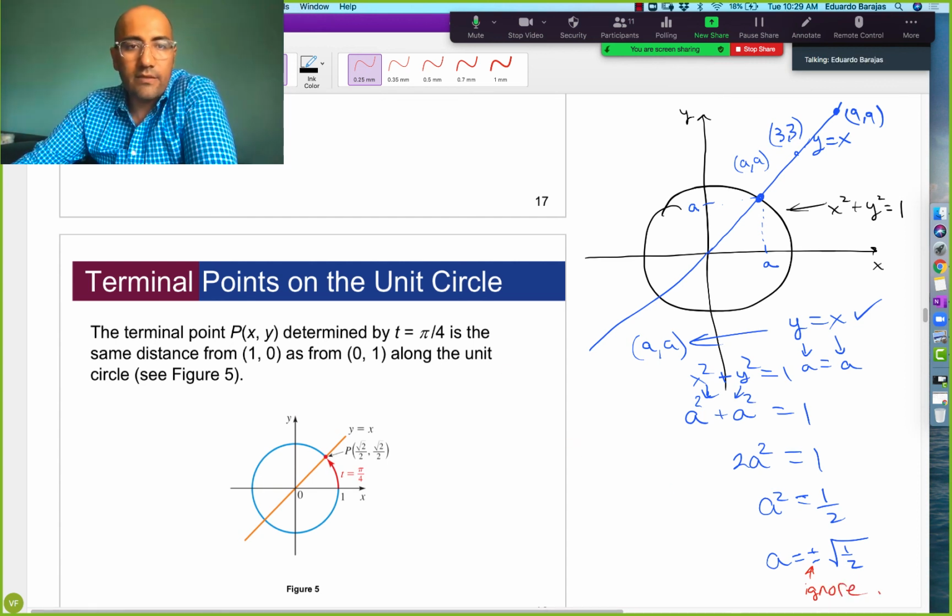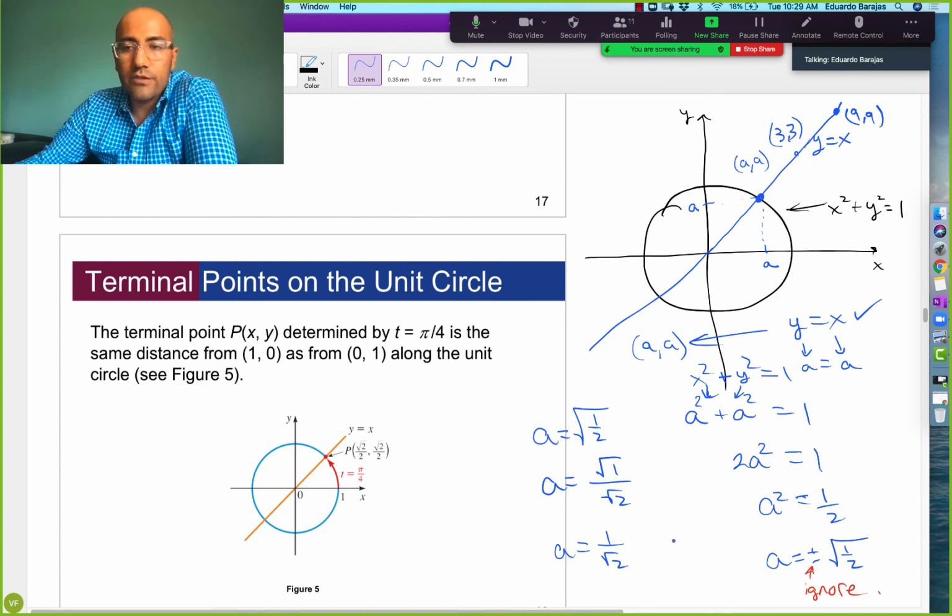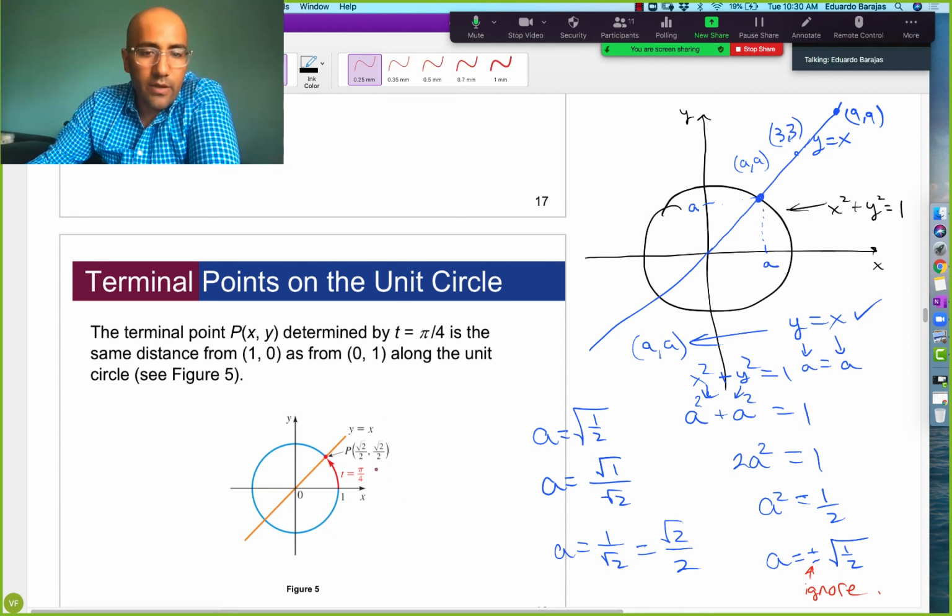Ignore that. And so we can say that a equals the square root of 1/2, positive 1/2. And if we simplify that, we get square root of 1 over square root of 2, which means a equals 1 over root 2. And then we can rationalize that and say that it's root 2 over 2. Doesn't matter. Okay, and then a equals 1 over root 2, so that means that both of these coordinates are 1 over root 2. Right, so this is the same thing as root 2 over 2 after we rationalize it. Right, multiply the numerator and denominator by root 2 over 2. And that's how we get to this point right here.